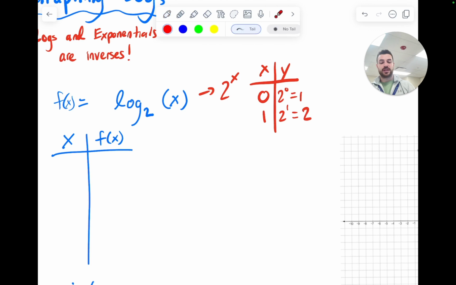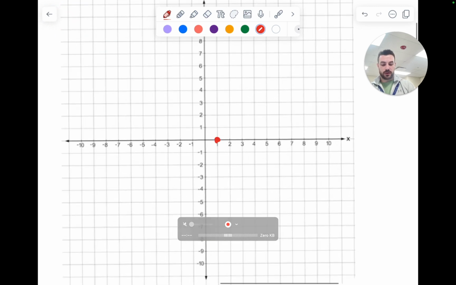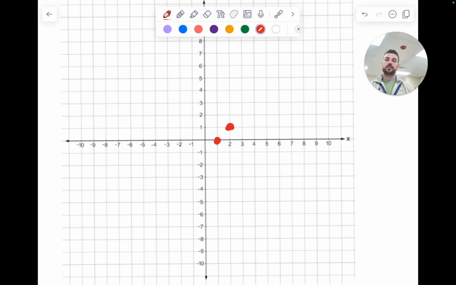All we have to do is take the inverse function and then flip our x and our y values in each point. So instead of 0, 1, we're going to have the point 1, 0. Instead of 1, 2, we're going to have 2, 1. So now if I go ahead and plot those values, we have 1, 0 and 2, 1. It looks a little bit strange here, right?